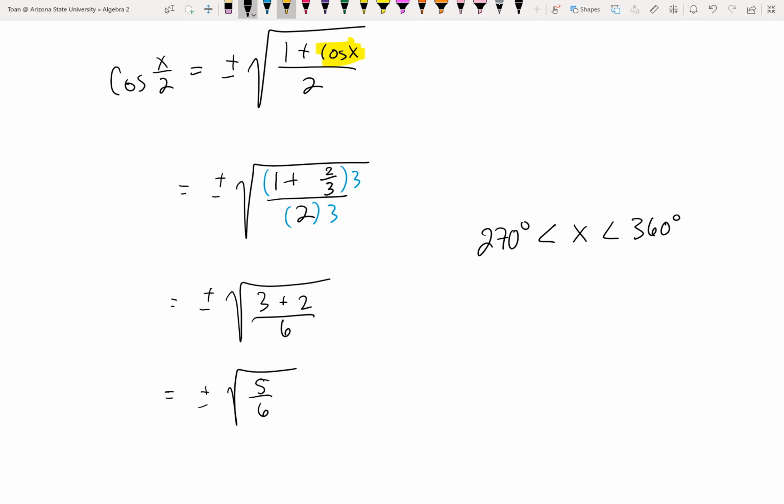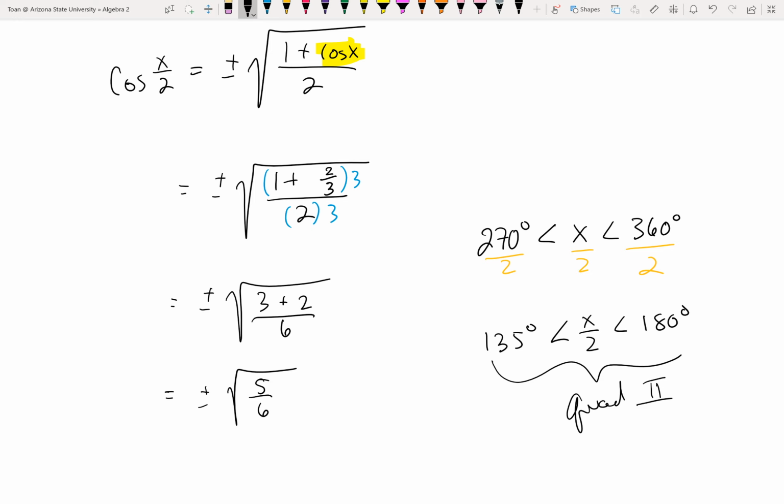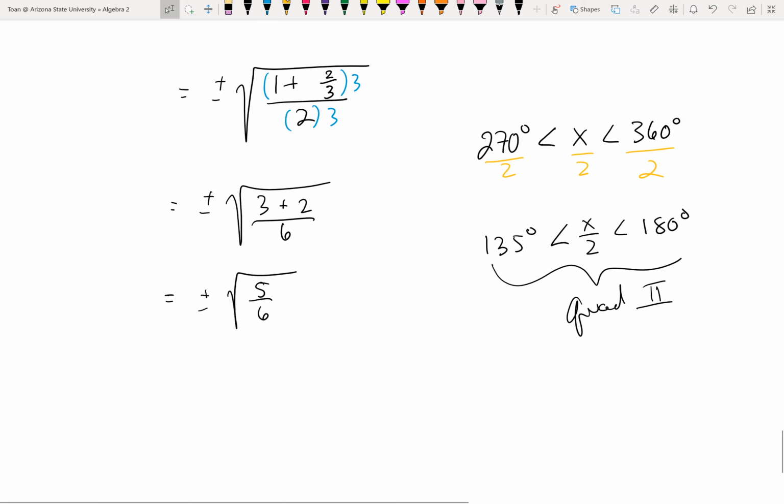Well, if that is the restriction for x, then the restriction for x over 2 must simply be everything divided by 2, right? If 270 is less than or equal to x and x is less than or equal to 360, then logically 135 degrees is less than x over 2, which is less than 180 degrees. This says here, quadrant 2? Yeah, quadrant 2. And what is cosine, because that's what we're dealing with, what is cosine in quadrant 2? It is negative. So the answer should have been negative radical 5/6.